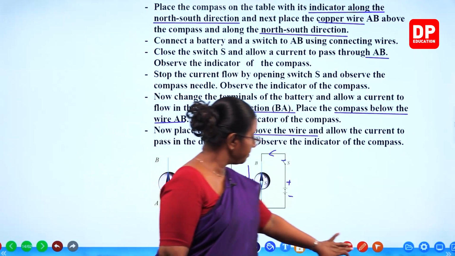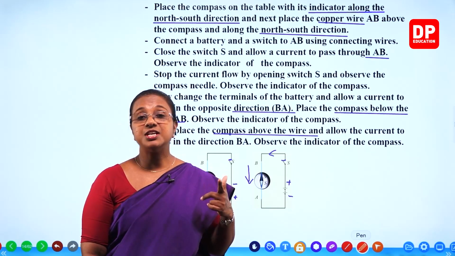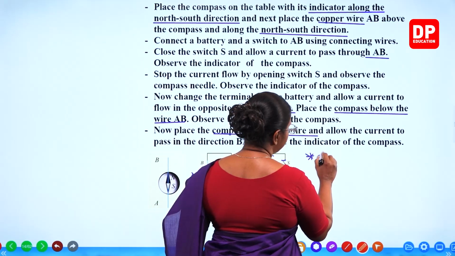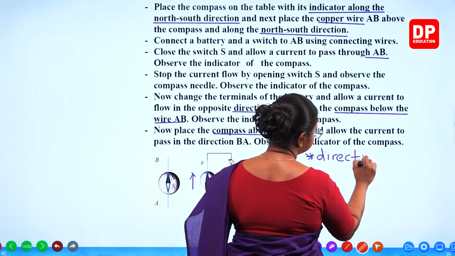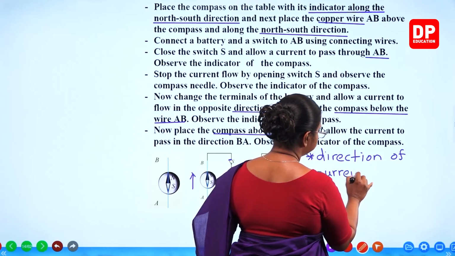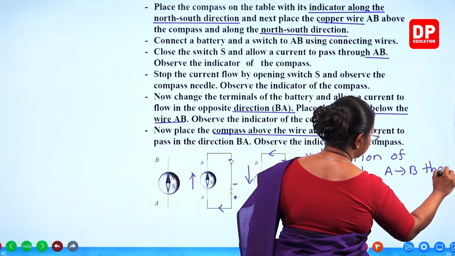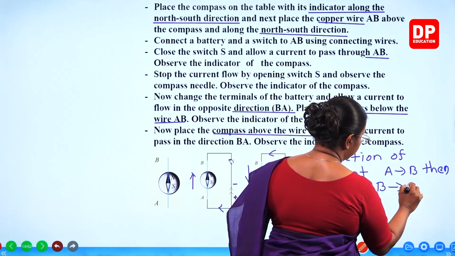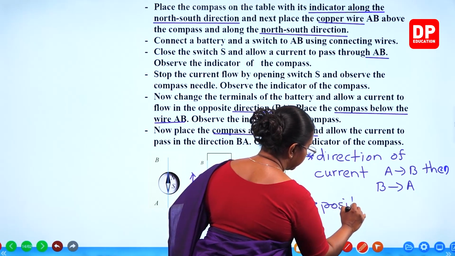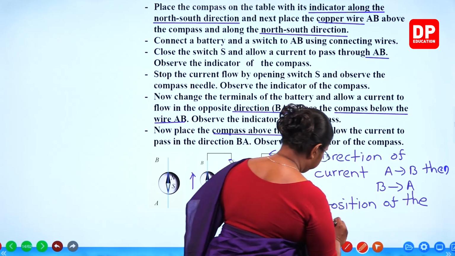In this, the important things are we are changing the direction of the current flow and we are changing the position of the compass. So 2 changes. Direction of current flow, initially it's A to B, then B to A, and also position of the compass.